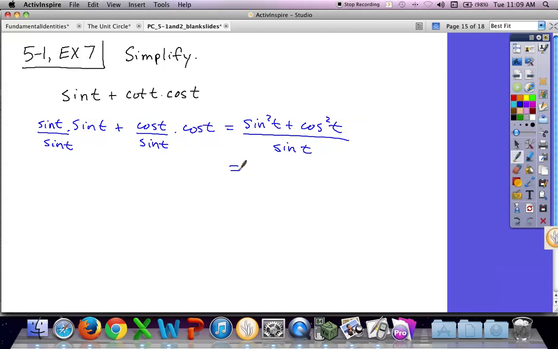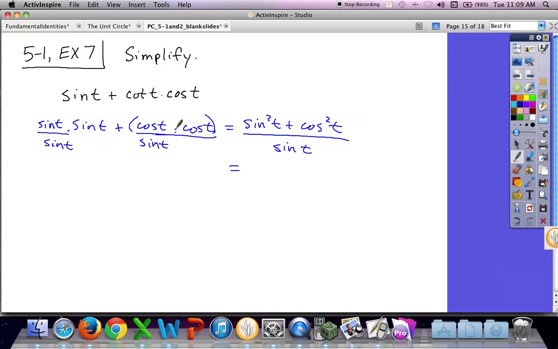Why didn't you make the cosine have a common denominator here? That's all in the same term here. Right? It's all in the same term. It's not like it's another term. There's not a plus or a minus in between those.